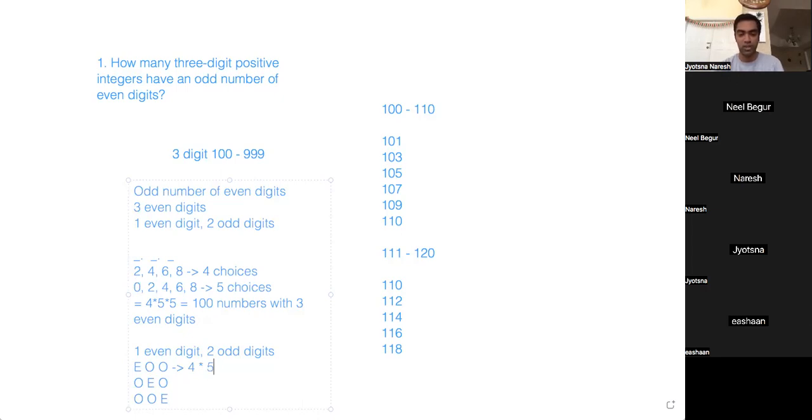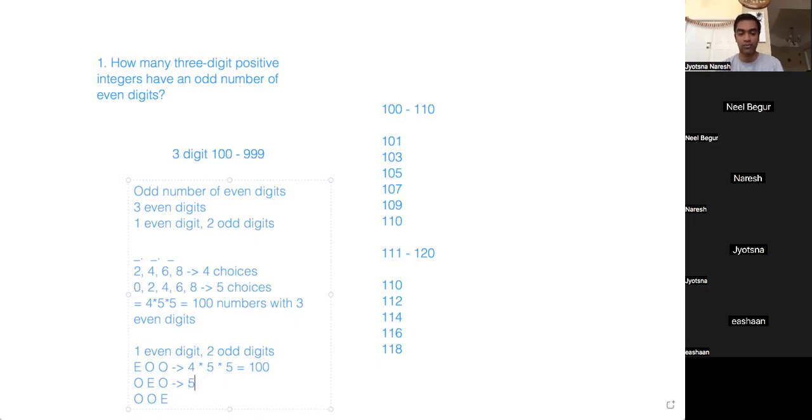There's 5. Good. And the third odd digit? 5. Good. And that's 100. Good. Okay, now let's look at the next one. Odd, even, odd. How many ways for the first odd number? How many choices? 5. Good.